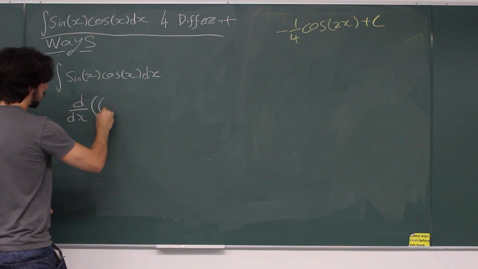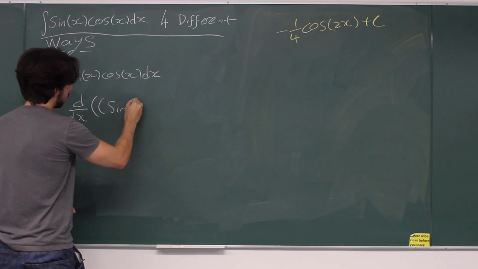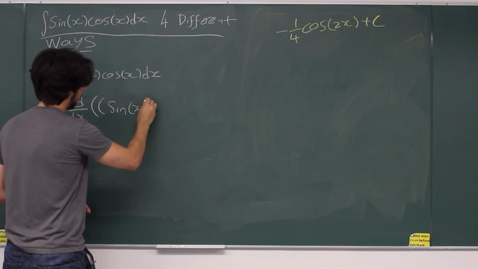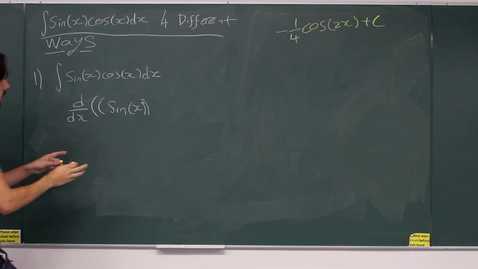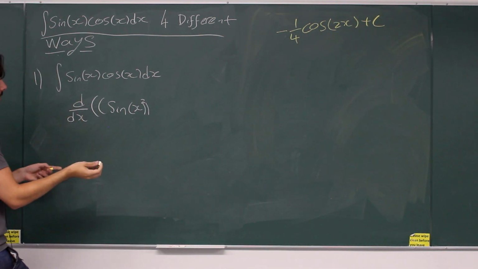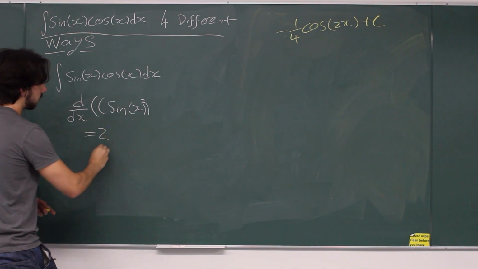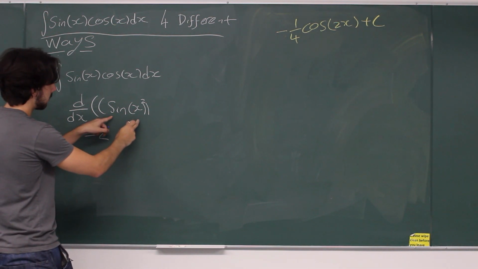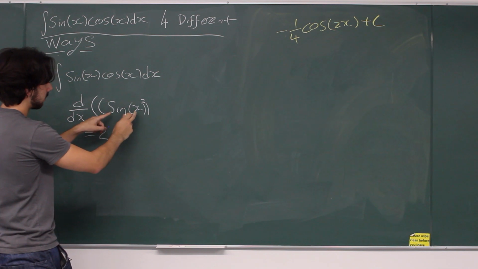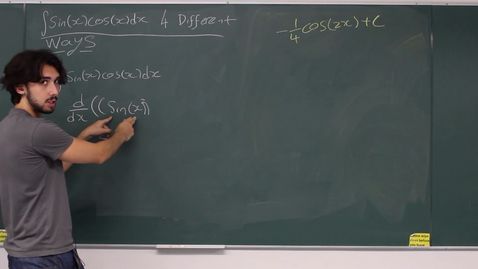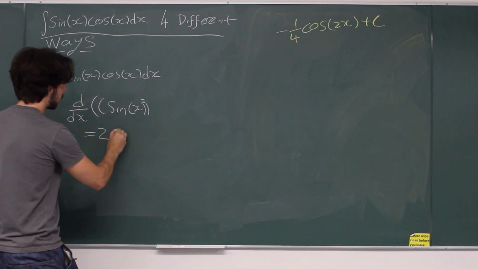If I was to differentiate sine squared, so sine x squared, what would happen? Well, the 2 would come down. The inside of the brackets is going to differentiate to cos, which is going to come out.